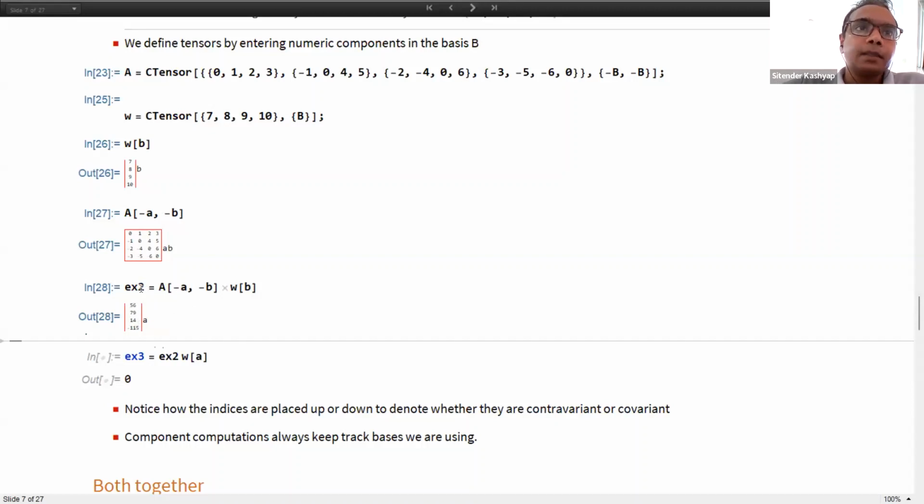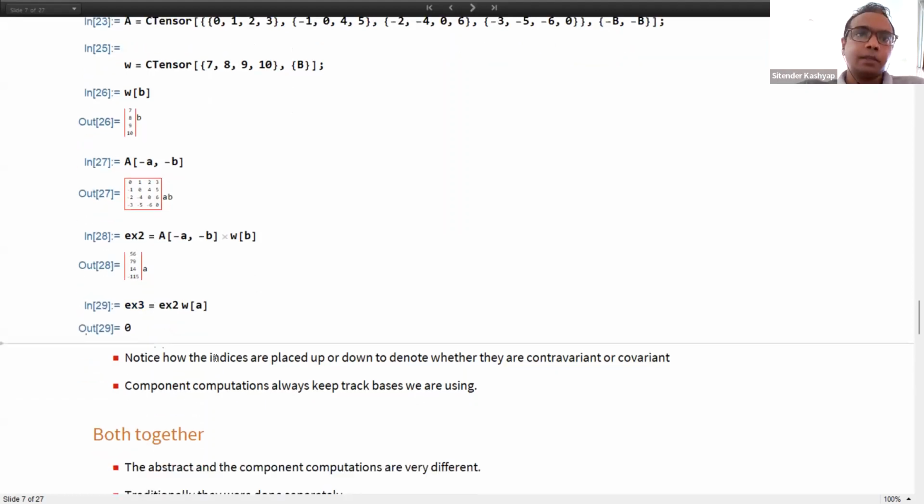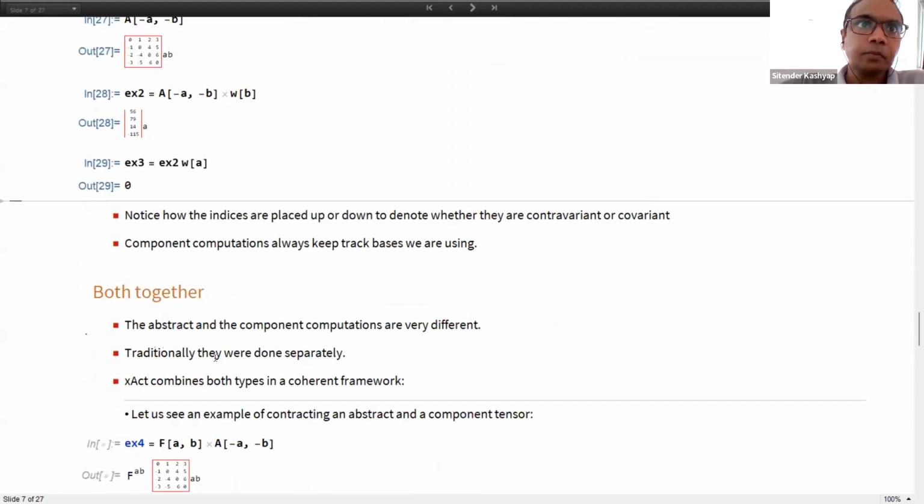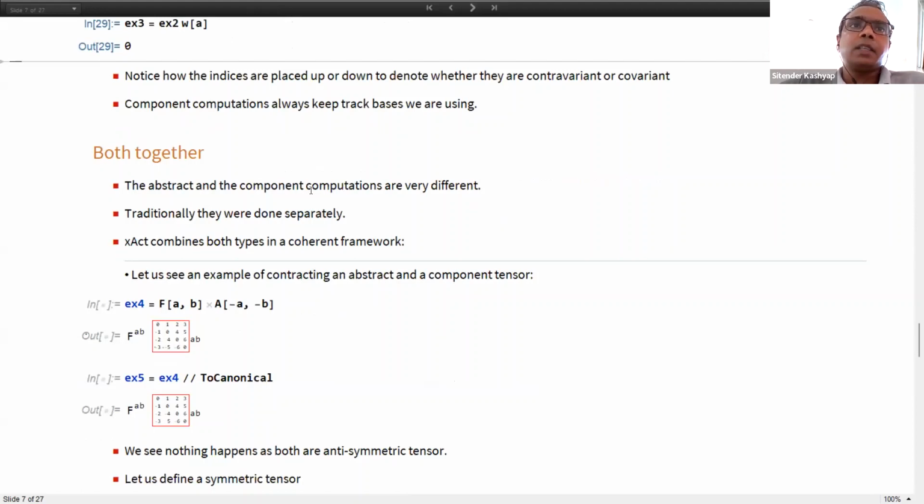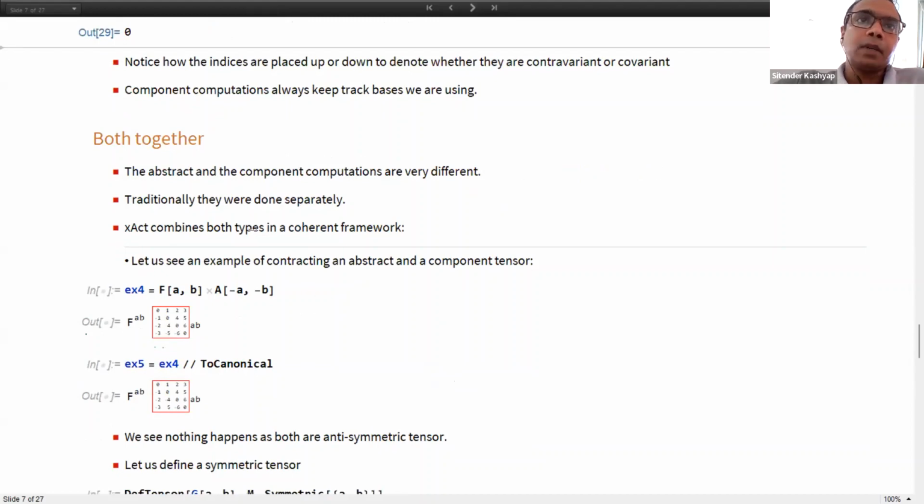Now let's multiply this with another W. Now WB is symmetric and A is antisymmetric. Obviously we should get result 0, and that's what we get. Now traditionally the abstract and component computations are very different, and they are done separately. What xAct does is provide a framework where they can be performed in a coherent manner.